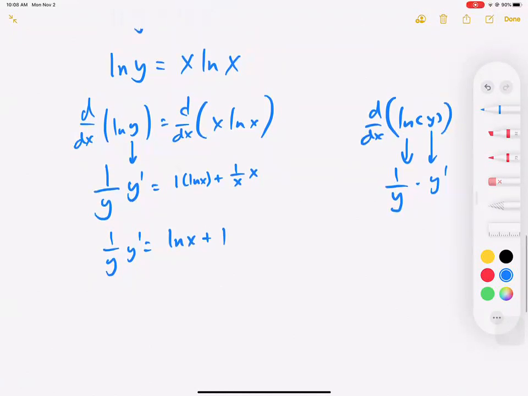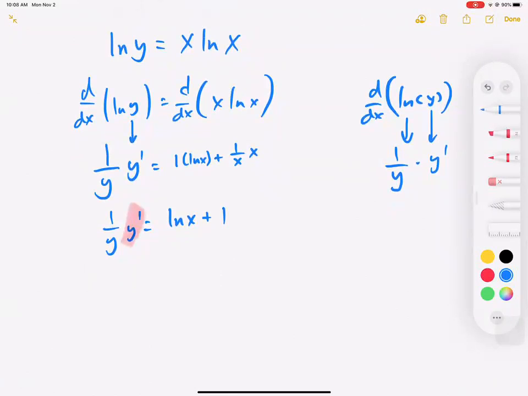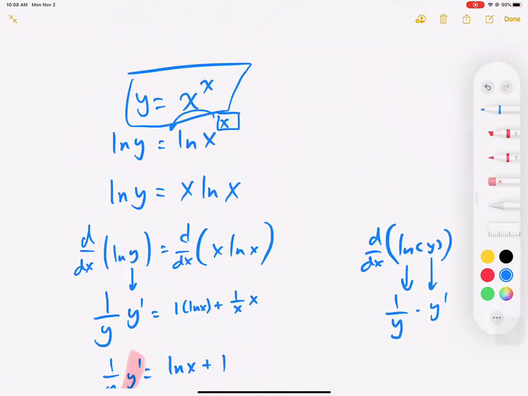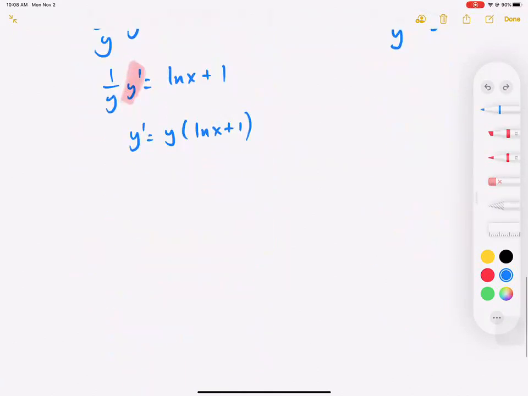Now, the initial problem asks us to solve specifically for y prime, and we're almost there. So y prime is equal to, multiplying y to both sides, y times natural log of x plus 1. We can always rewrite y. y is x to the x. So y prime is equal to x to the x, open parentheses, natural log of x plus 1, close it. Okay, how do we do there?